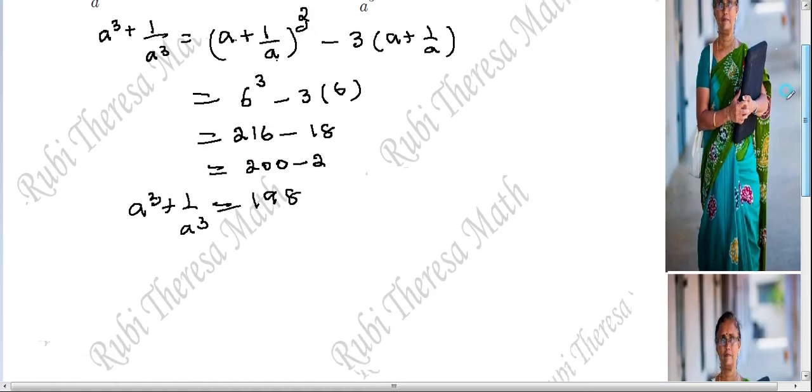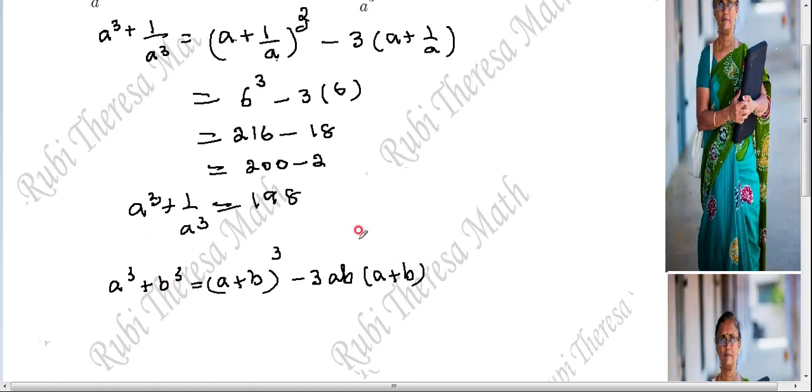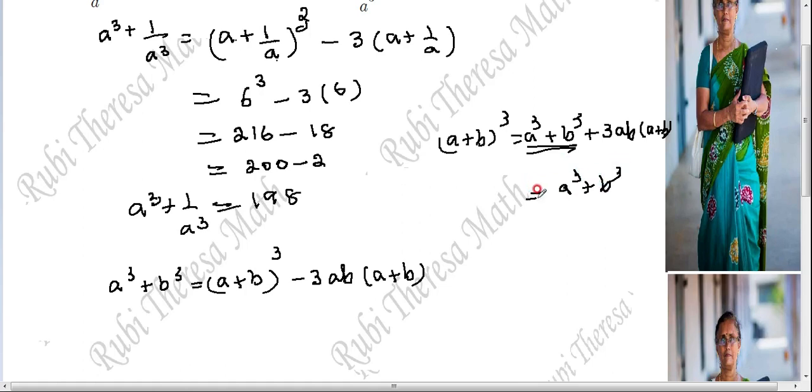Miss, I don't know this to write directly, what is actually being asked in a cube plus 1 by a cube? This is nothing but what? a plus b the whole cube. a cube plus b cube equals a plus b the whole cube minus 3ab into a plus b. Those who know this, you can write. Otherwise, from the identity, you can derive: a plus b the whole cube equals a cube plus b cube plus 3ab into a plus b. So, you want to find out a cube plus b cube, which equals a plus b the whole cube minus 3ab into a plus b.